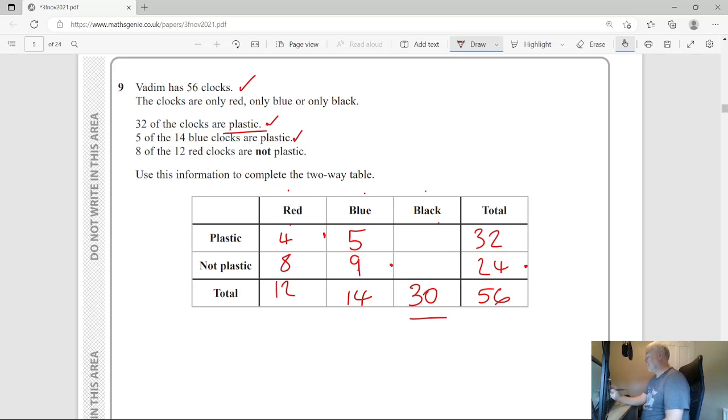8 and 9 gives me 17. 17 taken away from 24 is going to give me 7. And then just check the next one. We've got 5 plus 9, plus 4 gives me 9. 9 taken away from 32 gives me 23. And 23 added to 7 gives me 30. So we've used the information in the table to complete the two-way table.